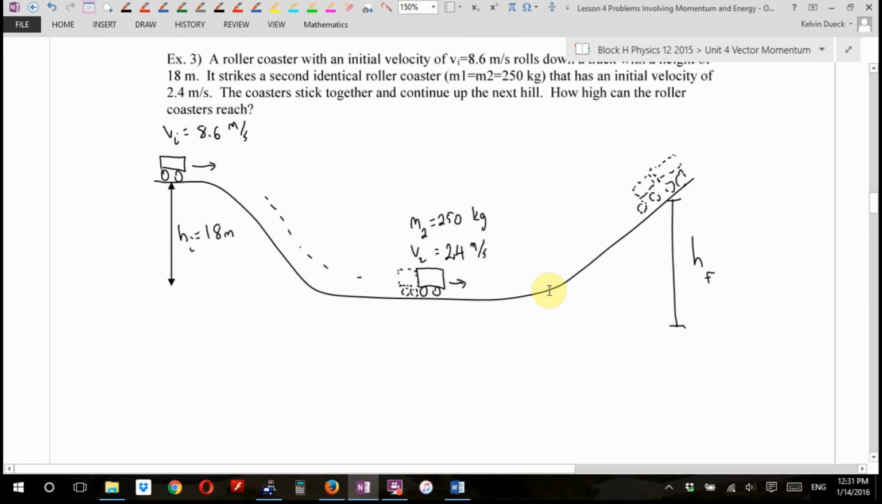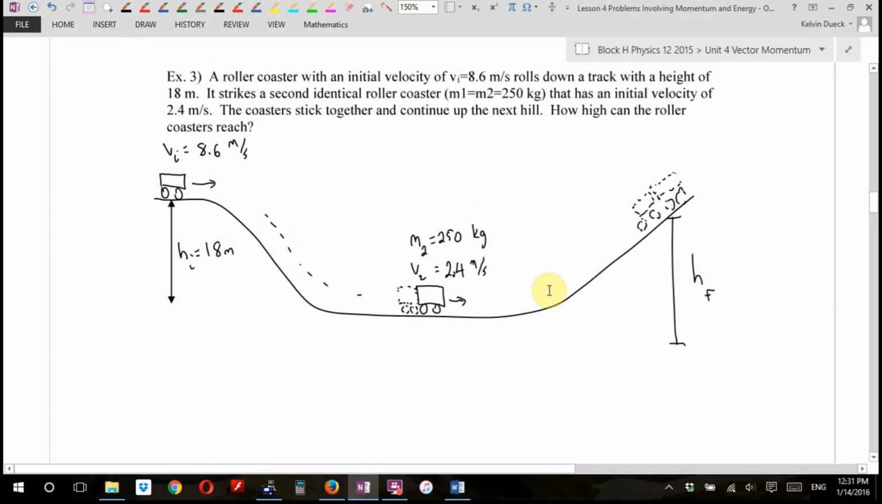So, a roller coaster with an initial velocity rolls down a track and strikes a second roller coaster. They stick together and go up the next hill. How high can the roller coasters reach? How many parts are there to this question? Yeah, it's 3. First part: change in height, change in speed, yucky curvy path. Wham, they collide. Change in height, change in speed, yucky curvy path.